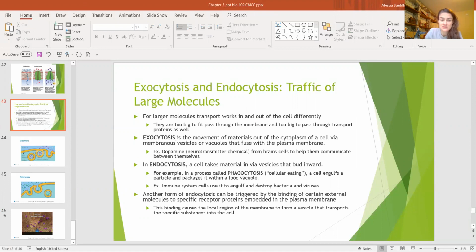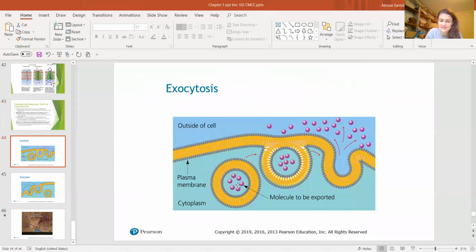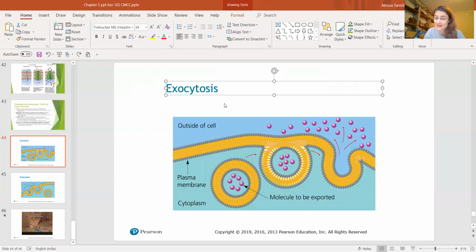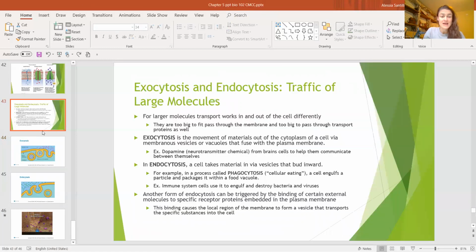So in exocytosis, this is the movement of materials out of the cytoplasm of a cell via a membranous vesicle or vacuole that fuses with the plasma membrane. So for example, this is the molecule that needs to be exported. You see how it's in a little vacuole, in a little vesicle. This vesicle is going to fuse with the plasma membrane, kind of bubble into it, and then puke everything out. So exocytosis is essentially puking of the cell. The cell is puking, okay? Lots of stuff is coming out, all right? So the cell basically regurgitates all of the inside stuff outside into its environment.